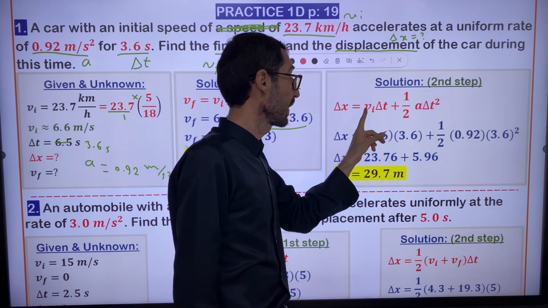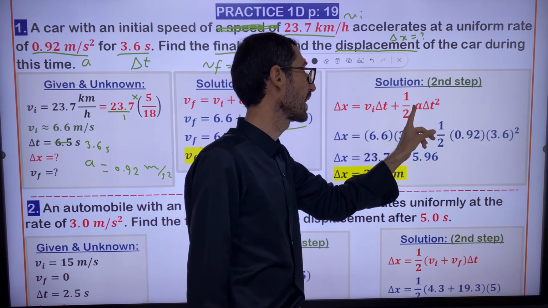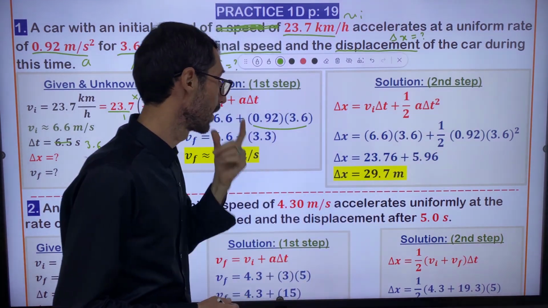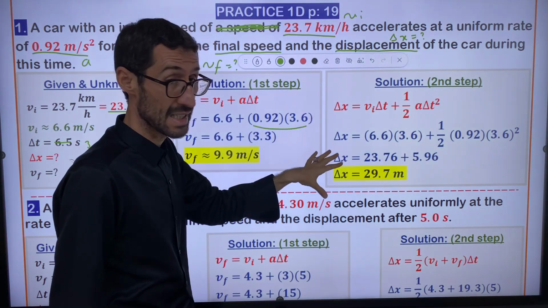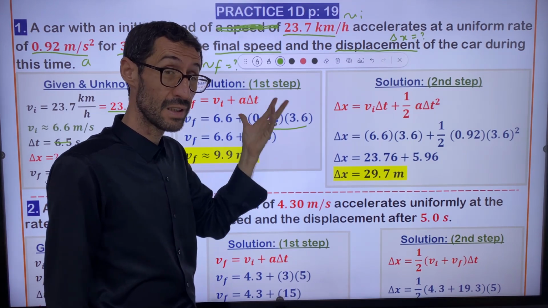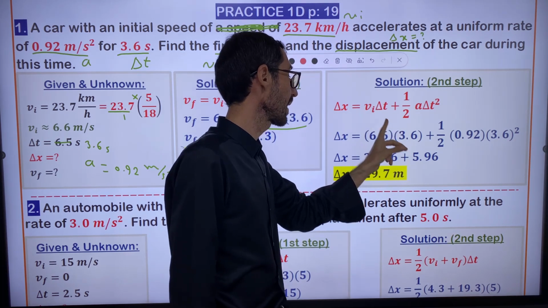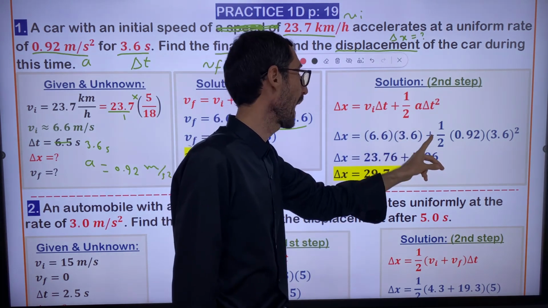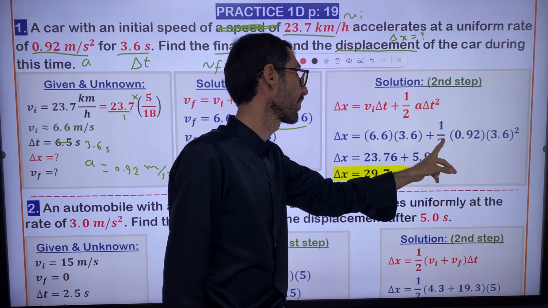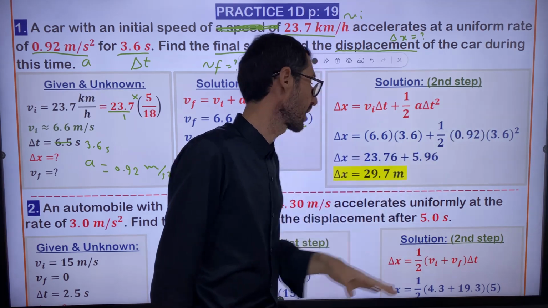Delta x is equal to v_i delta t, initial velocity times delta t, plus 1/2 a delta t squared. Right. Delta x is equal to v_i, initial velocity. We've already converted it to meter per second, which is equal to 6.6, times delta t, 3.6, plus 1/2 acceleration 0.92 times delta t, 3.6 squared.